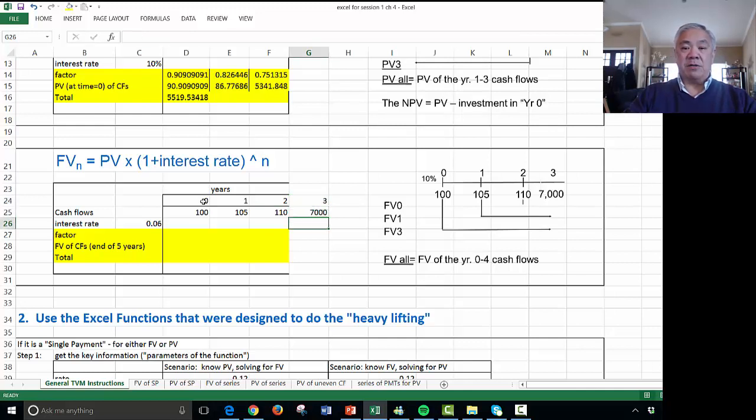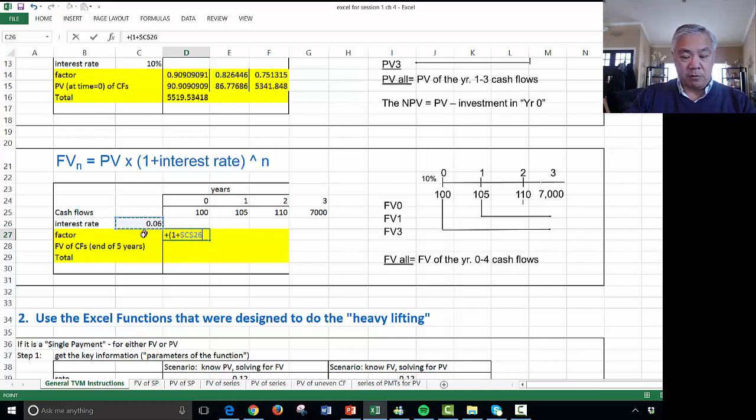Okay, so now what we're doing is we're pushing money out. We're investing it and not getting it until later. So the interest rate is 6%. Now we do something different. The factor is plus 1, open parens, 1 plus the interest rate.